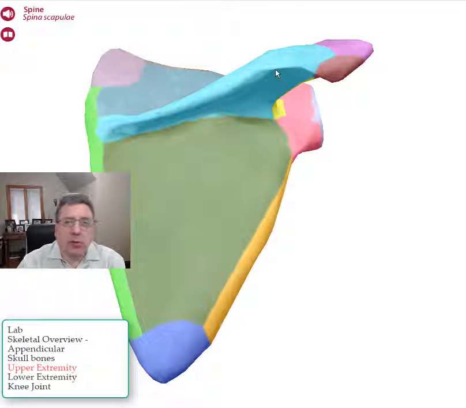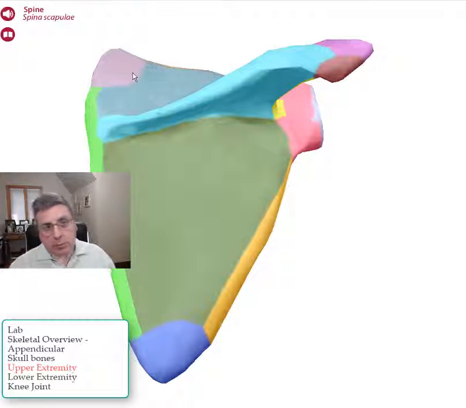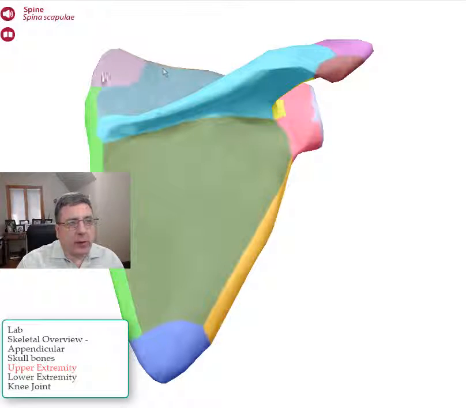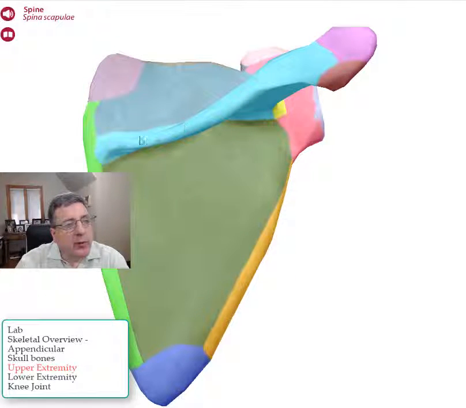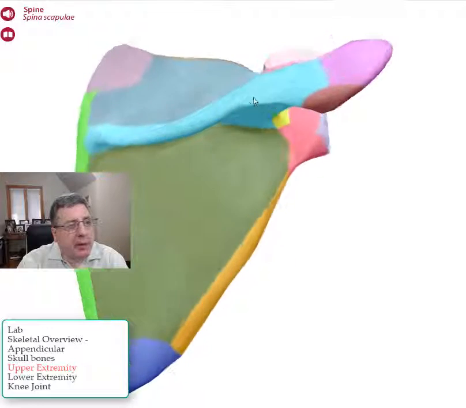Since we're talking about this component, this is known as the spine of the scapula. The spine of the scapula separates this region from this region. This is your supraspinatus fossa. As you may deduce, once we get into the muscular system, this is where the supraspinatus muscle is going to be located. This region of the scapula below the spine is your infraspinatus fossa. So this is the spine of the scapula.